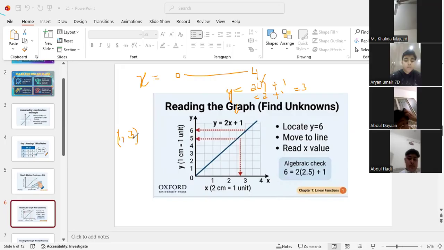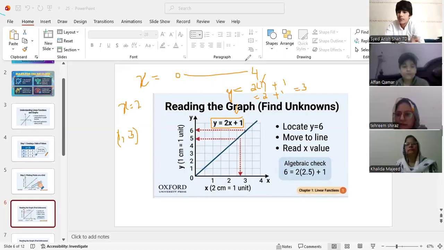Now I am asking you, can you tell me, if the value of x is 2, what will be the value of y? Anyone, raise your hands. If the value of x is 2, I'm talking about this function, what will be the value of y? Anyone? Raise your hands. Yes. The same hands are raised again and again.